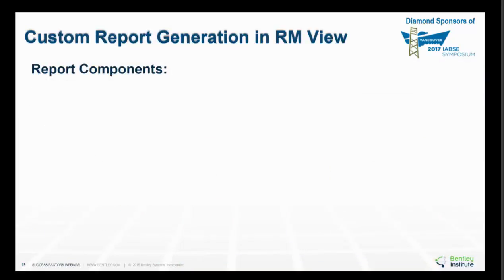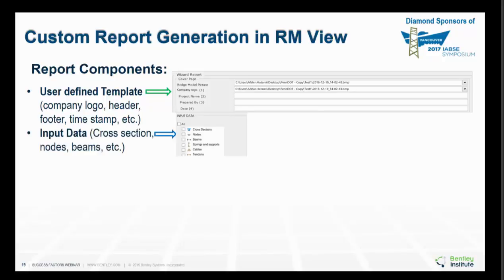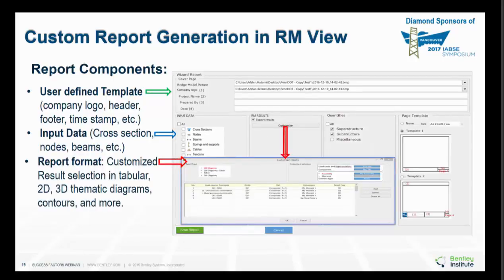Another improvement that we have for the user experience is the report generation in RMView. It's very easy to generate your report. These are the components when you generate your custom report. You have a user-defined template. Basically, you can upload your company logo, header, footer, timestamp, and so on. You have input data for your cross-section. You can select cross-section, nodes, beam, and more if you want to have it as an input.